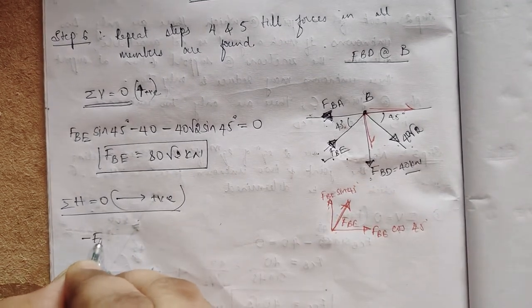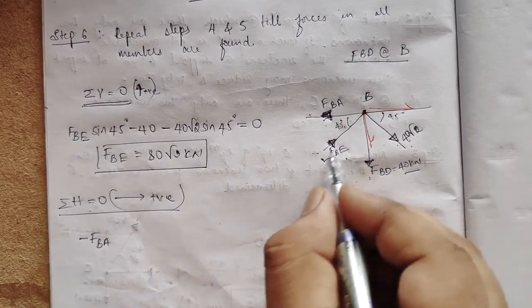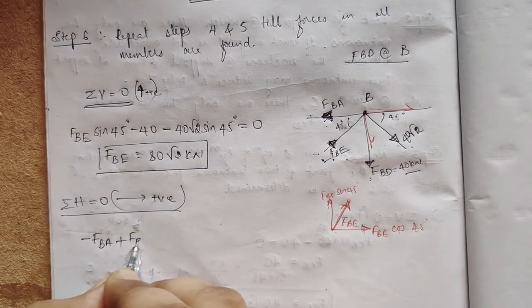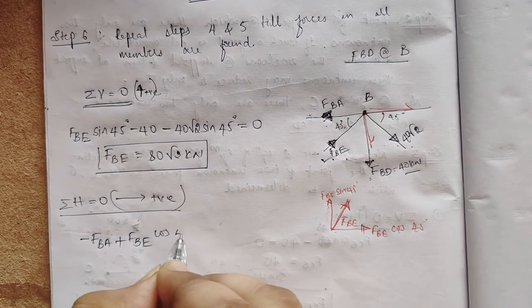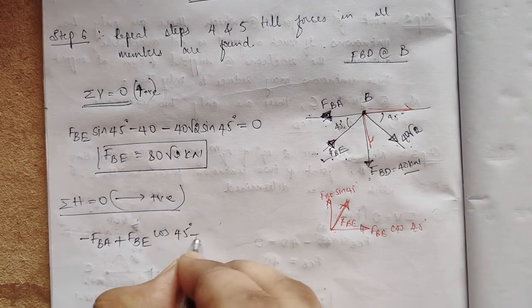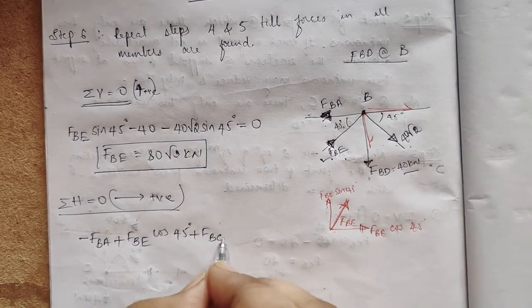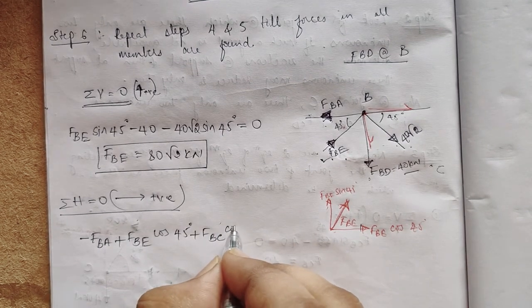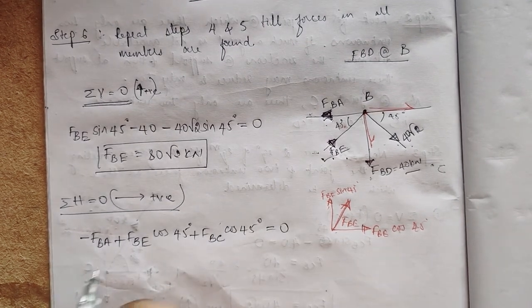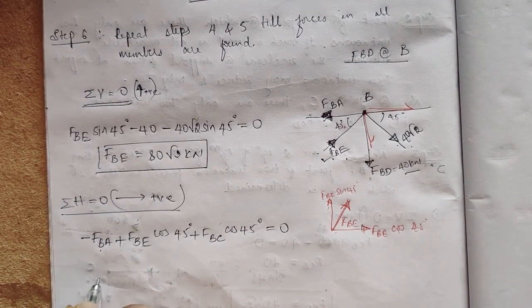So minus FBA, then which are the forces? This one is going towards B, so it will be right side, so plus FBE cos 45, this is also going left to right, FBC, here joint C is there, no, FBC cos 45 degree is equal to 0. Then what happens? What I want is FBA, right?